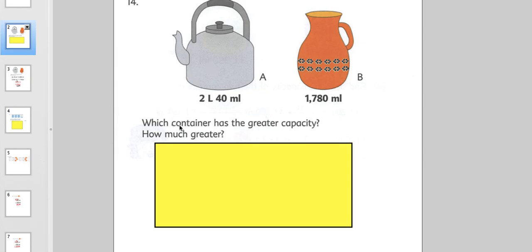All right, so let's look at the first problem. Here they want to know which container has a greater capacity. So we have A and B. In A, the capacity is 2 liters, 40 milliliters. In B, it's 1,780 milliliters. Now, some of you might see this right away. If not, convert all your units to just milliliters.